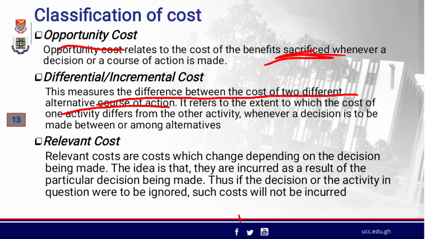Relevant cost. Relevant costs are costs which change depending on the decision being made. So they are the costs which are affected by the decisions to be made in the future, or let's say these are the costs that affect management decisions in the future. The idea is that they are incurred as a result of a particular decision being made. Thus, if the decision or the activity in question were to be ignored, such costs will not be incurred. So they are relevant or pertinent to the decisions of management.